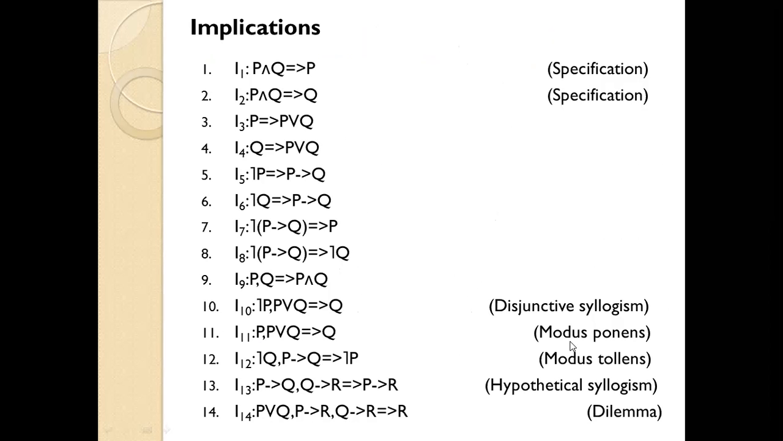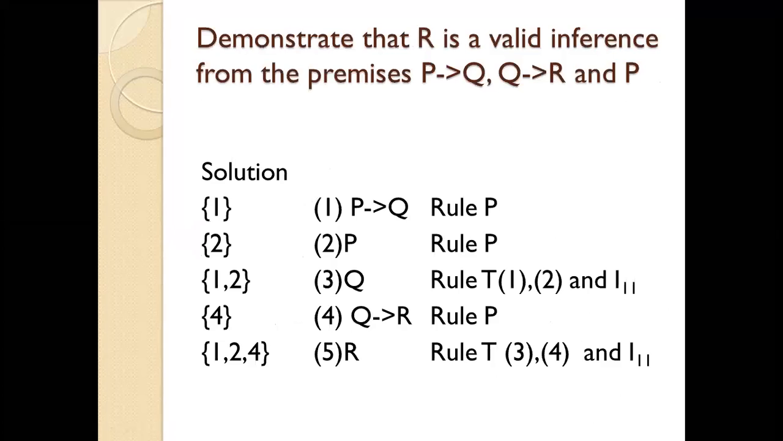Let's see what identity number 11 is. Identity 11 is modus ponens. Modus ponens says that P, P implies Q, this implies Q. P दिया हुआ है, this is P, P implies Q, this implies Q. So here P implies Q and P are given to you, so it gives you Q over here. This is according to Rule P, and then Rule T is being applied over here.